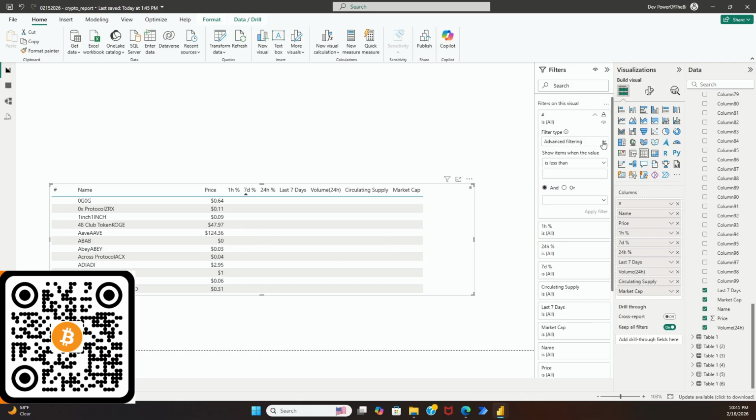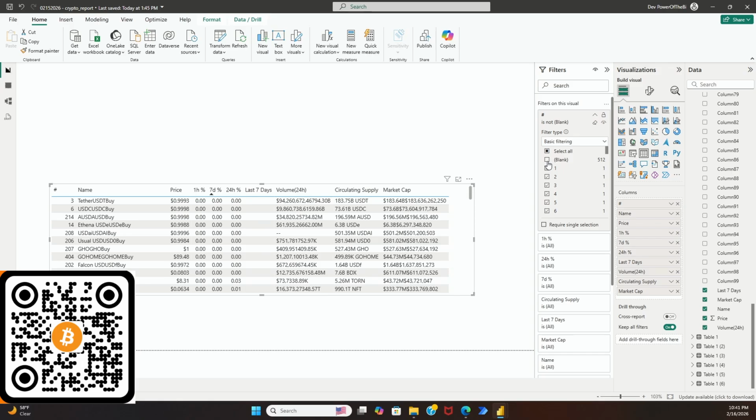So what I want to do is come over to basic filtering, and I am going to select everything, but I am going to remove the blanks.